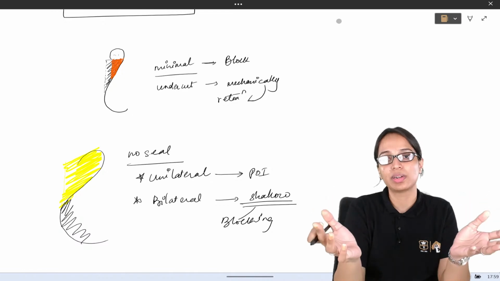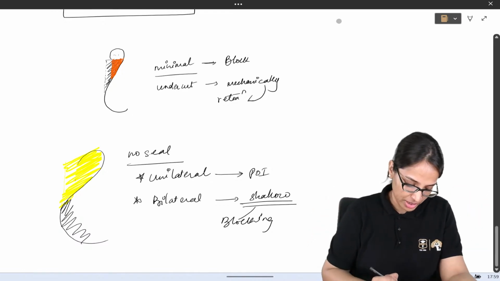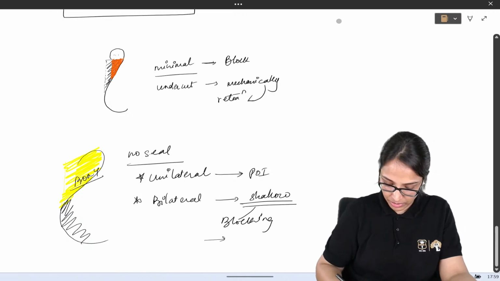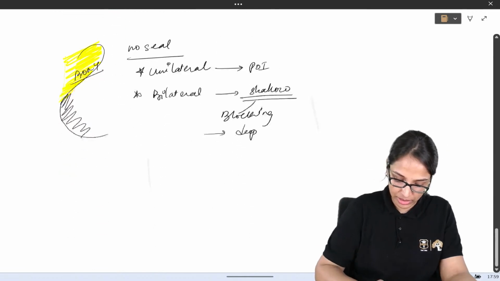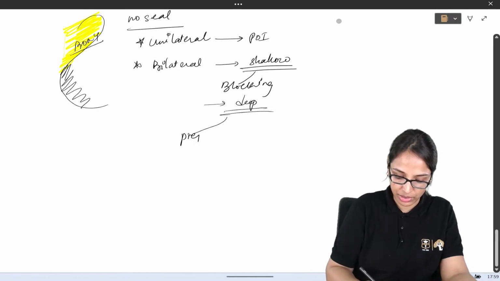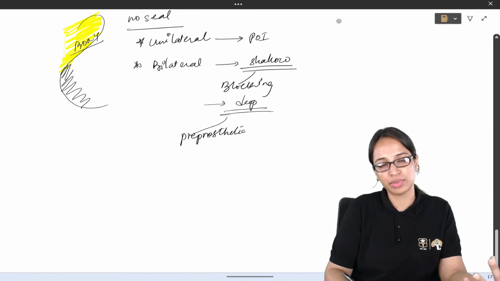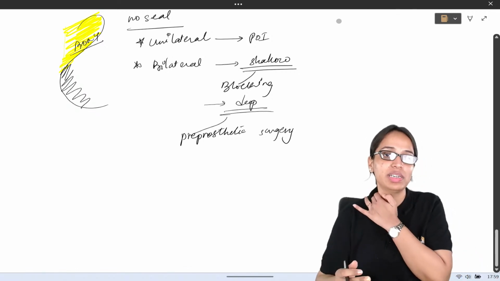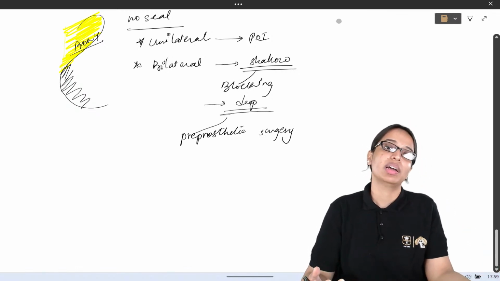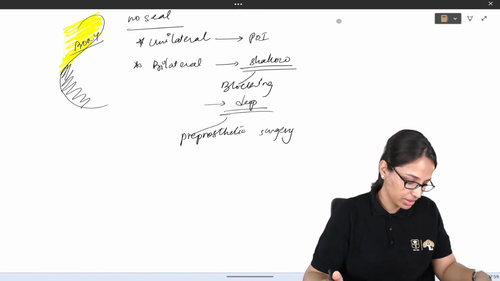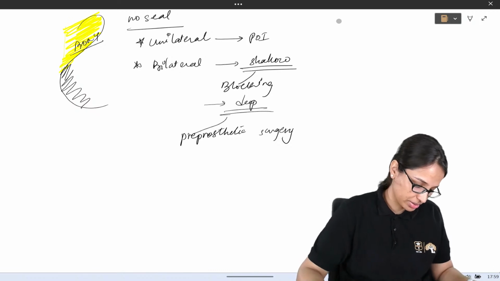Suppose it does not work like that and you have bilaterally bony undercuts like these, then the next option for us here is to do pre-prosthetic surgery. This is a question in your exam which is framed in terms of a clinical situation, and the answer is this: if you have bilateral deep undercuts which are bony and you do not get a path of insertion and a path of removal, the option is a pre-prosthetic surgery, right?